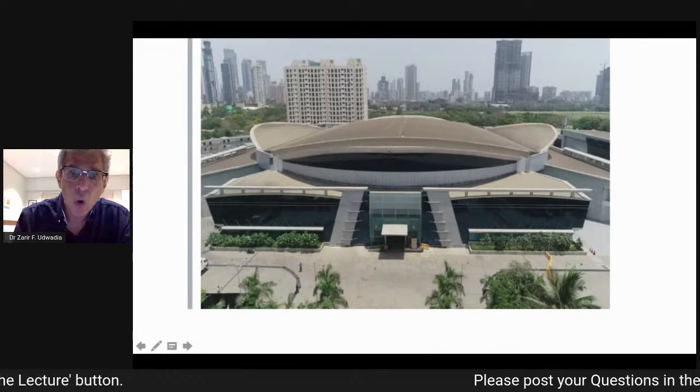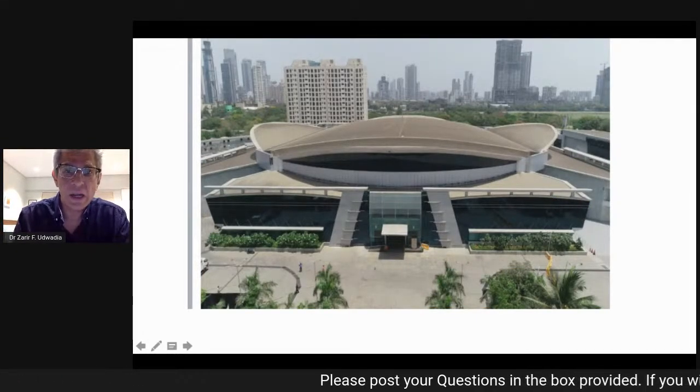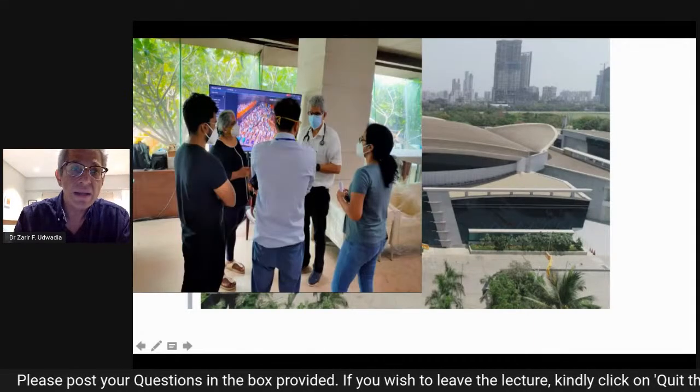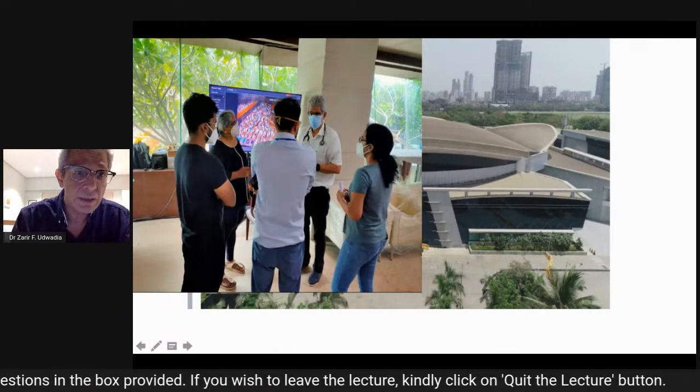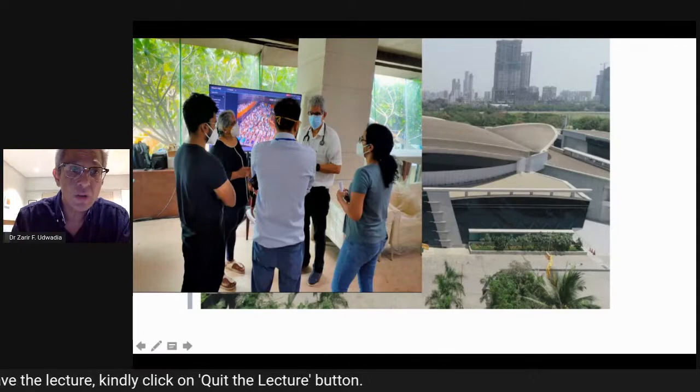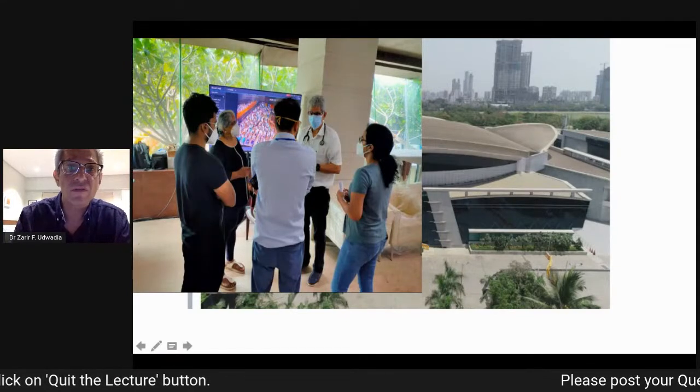And this is the dome, which I pass every day on my way to Breach Candy Hospital, 5 minutes from my house. And this young lady, Dr. Neeta Varti, should really take a bow. She's a very, very busy gynecologist, but since COVID began, has put all her efforts into converting this.